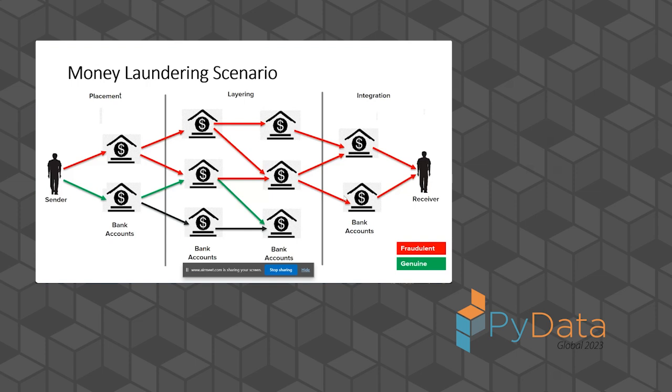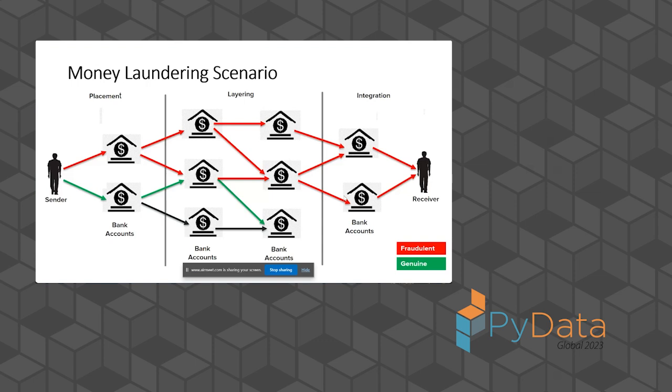In the placement stage, the sender divides the large money into small chunks and deposits it into multiple bank accounts. Then there will be a series of transactions, and it goes through a sequence of bank accounts again. On this slide, you can see some transactions highlighted in red arrows, some in green arrows. For understanding purposes, green arrows mean a legitimate transaction, red arrows mean an illegitimate or fraudulent transaction.